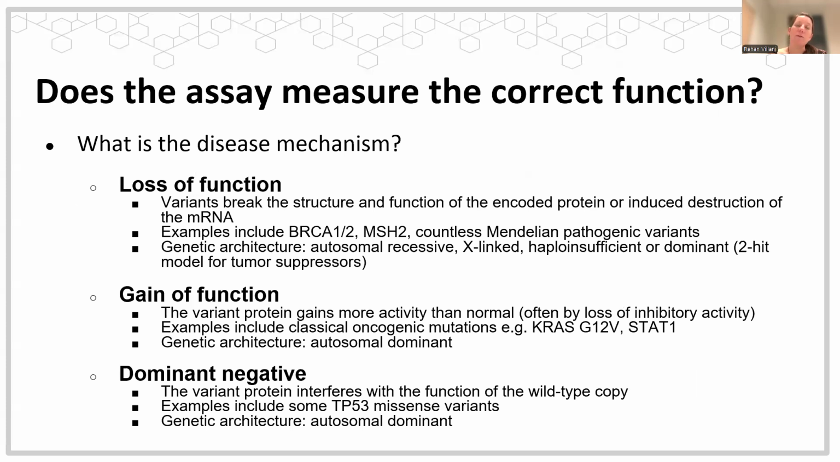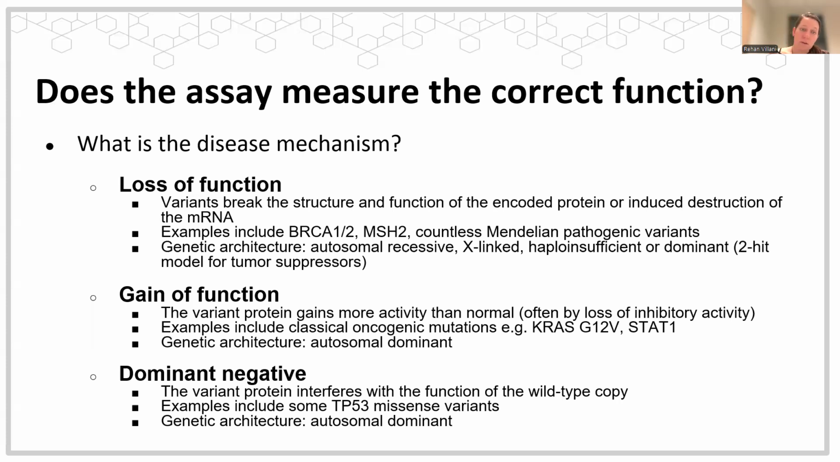So if you're trying to consider if the assay measures the correct function, there's some things that you need to think about. Specifically, what is the disease mechanism? So there's a few different disease mechanisms that you might want to think about. Is the variant loss of function? These are variants that break the structure and function of the encoded protein. And some examples of this include BRCA variants and a number of Mendelian pathogenic variants.